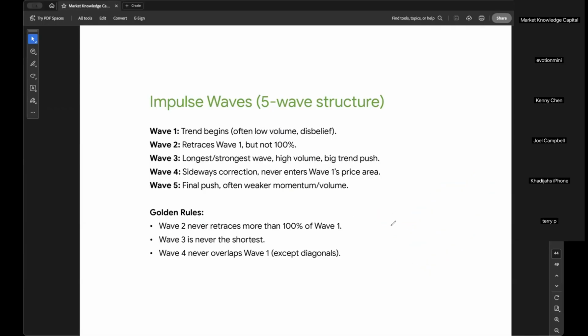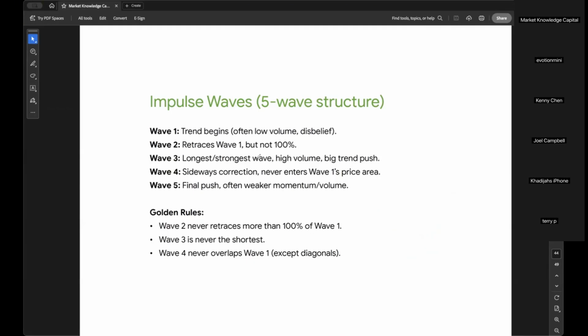Wave 2 should only go up to, generally speaking, 61% of wave 1. If it goes anything above 61%, then it's probably a correction that you're looking at, not an impulse or an impulsive wave count.